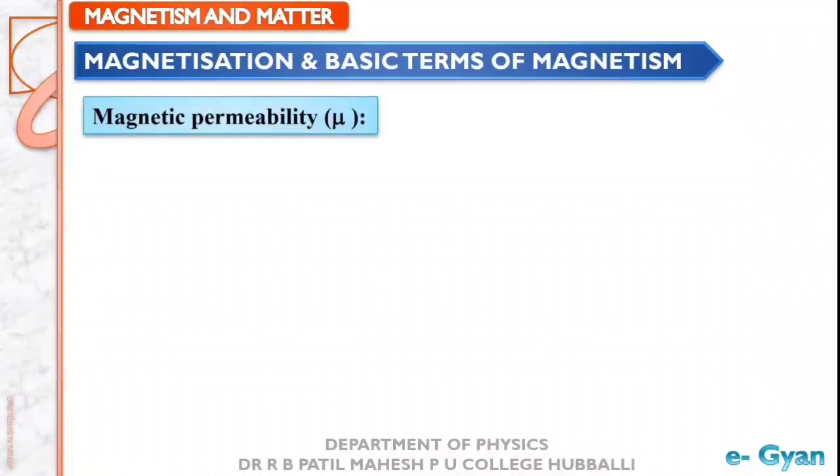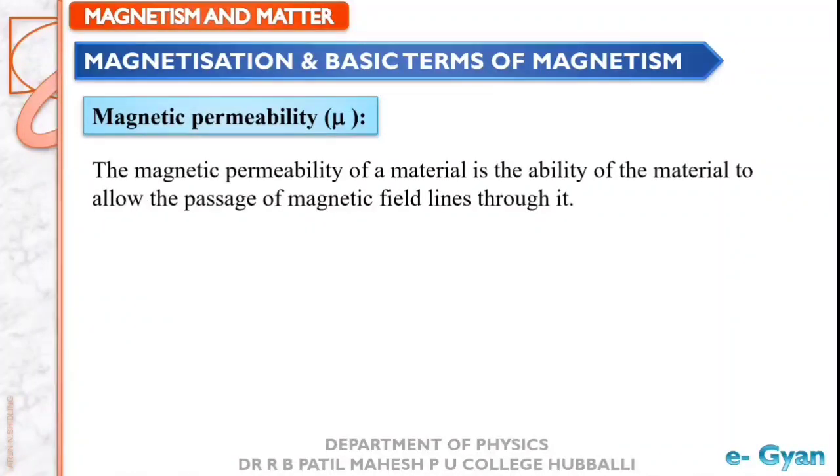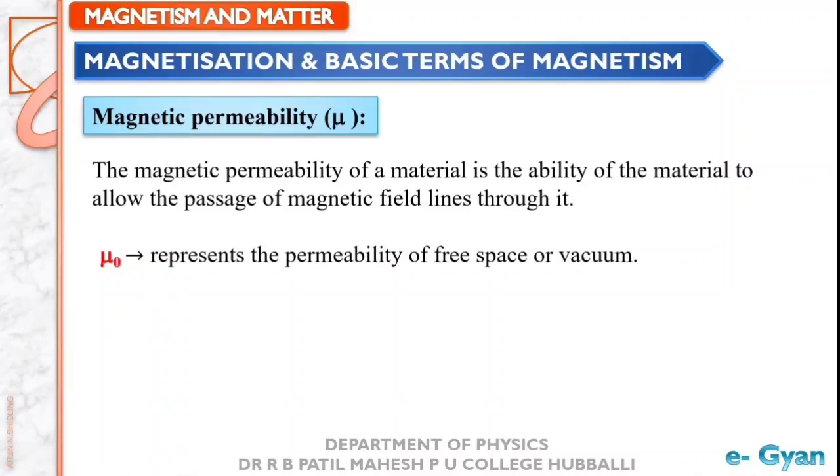Next, magnetic permeability, mu. The magnetic permeability of a material is the ability of that material to allow the passage of magnetic field lines through it. So mu naught represents the permeability of free space or vacuum.